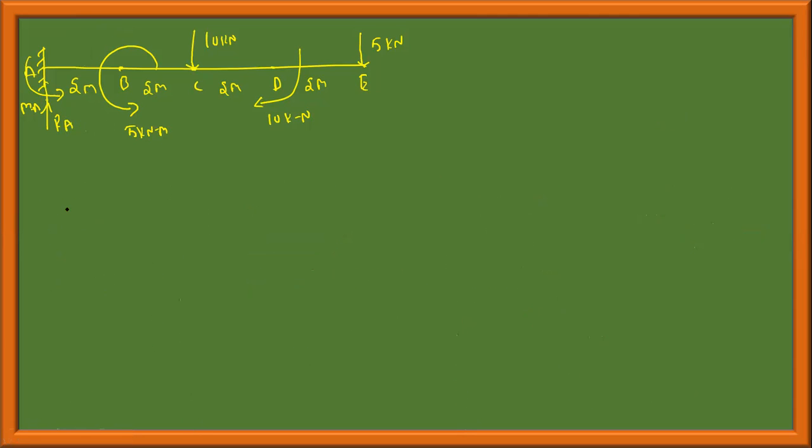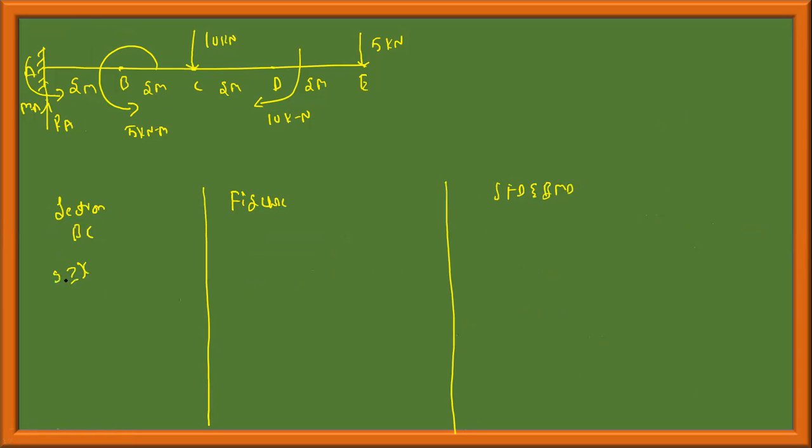Next. Section, figure, SFD and BMD. Section BC, x greater than or equal to 2, less than or equal to 4. Figure.